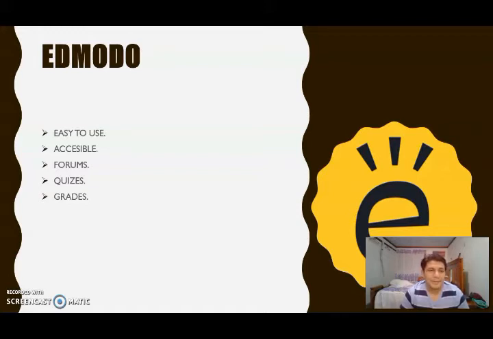And then we have a lot of tools such as forums and quizzes. We can create some forums in order to interact with our students, and we can create some quizzes too, and it's easy to grade, right? Because if the quiz is a multiple-choice quiz, you have a score for the number of right answers that your student has, right? And that is why we decided to use this platform.